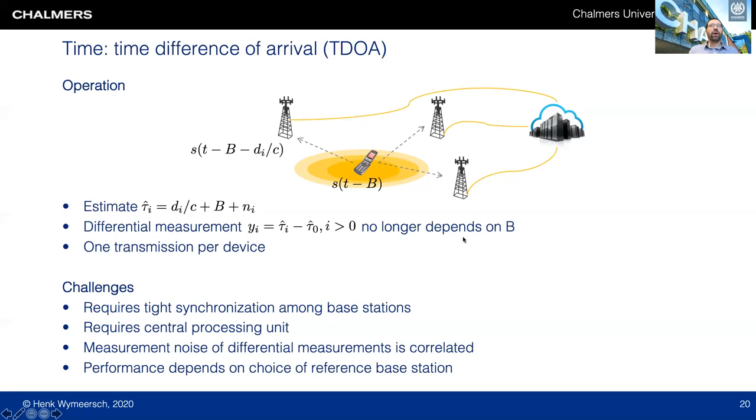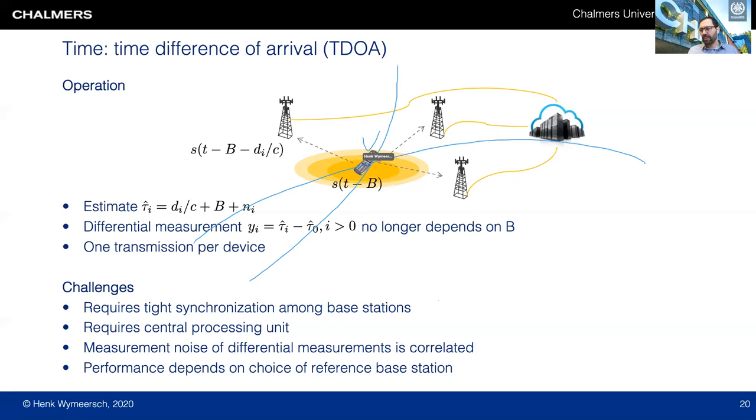And these differential measurements, these are differences of distances, and this determines a hyperbola. So this tells you that the user, at the end of the day, must be on an intersection of a number of hyperbolas. And based on this, you can figure out where the user is, if you have enough base stations.